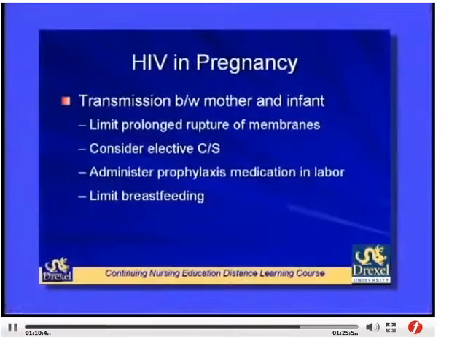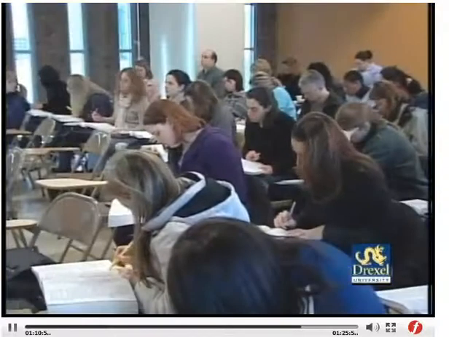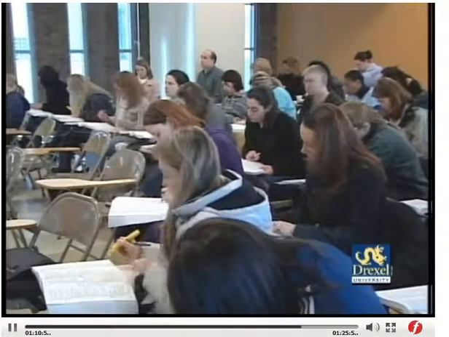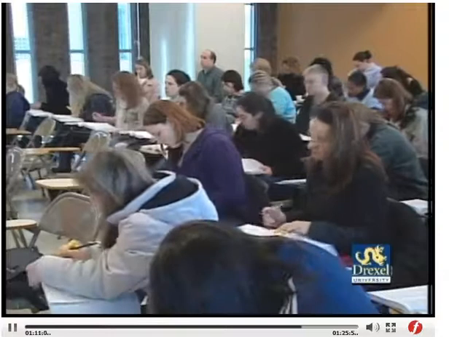HIV and pregnancy, this can be found on page 555 in your book. It's under AIDS and pregnancy. Basically what I want to just touch on is the transmission that can occur with pregnancy. What you find is that it's a vertical transmission, but what we want to do is limit the prolonged rupture of membranes to, again, limit the chance of infection. You may want to consider having an elective cesarean section. This is something that is being offered to patients with positive HIV status.